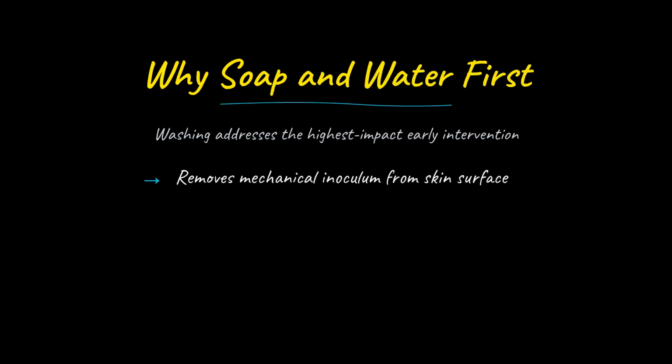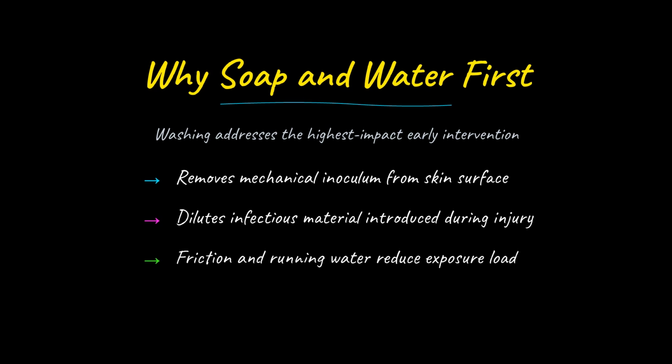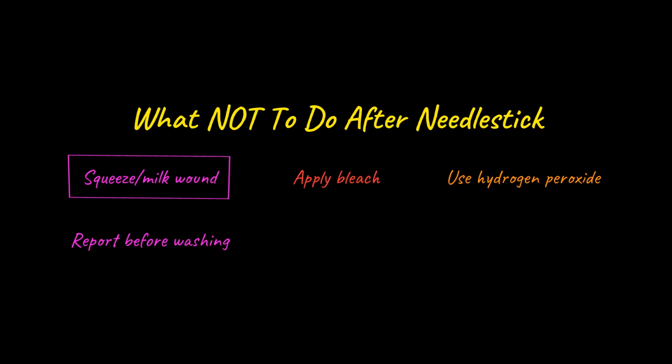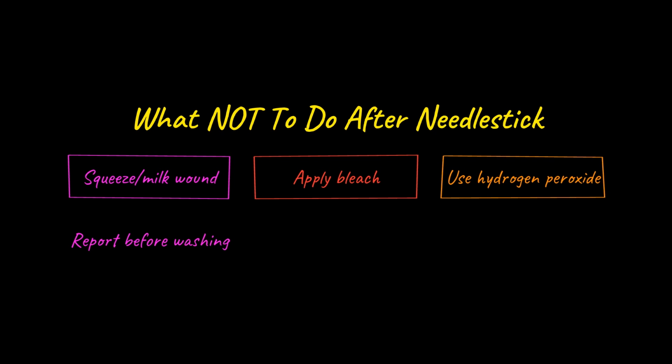Soap and water works by physically removing and diluting the inoculum, the infectious material deposited by the needle. Running water combined with soap and gentle friction for several minutes is the standard first aid for any percutaneous bloodborne pathogen exposure. Squeezing or milking the wound has no proven benefit and can cause tissue damage. Caustic agents like bleach and hydrogen peroxide harm tissue without reducing infection risk beyond what soap and water already achieves. And reporting before washing wastes the most critical window for intervention.